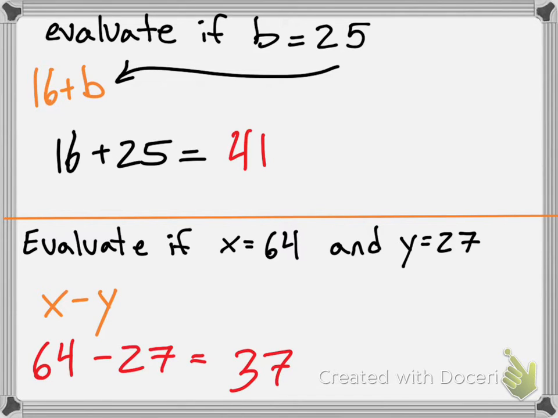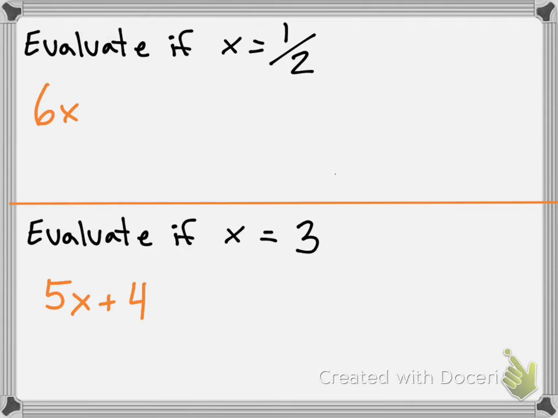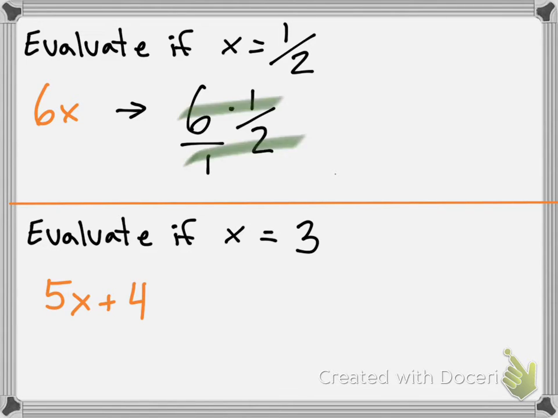Perfect. So we see that she just plugged in exactly what it told us. It says right here, x is 64. So for x, I just put 64. It says right here, y is 27. So for y, I just put 27. And I followed the problem. So think about this one. Again, x is equal to 1/2. Remember, these things are touching, which means it's multiplying. This is the same as 6 times 1/2. Remember when we multiply with fractions, we make them both fractions. 6 as a fraction is 6 over 1. And we either across multiply or we can cross cancel first.